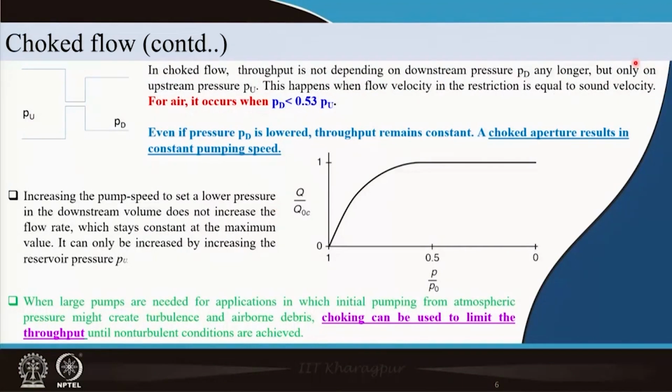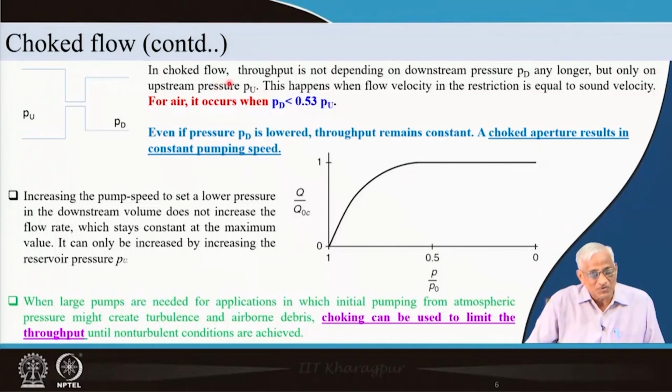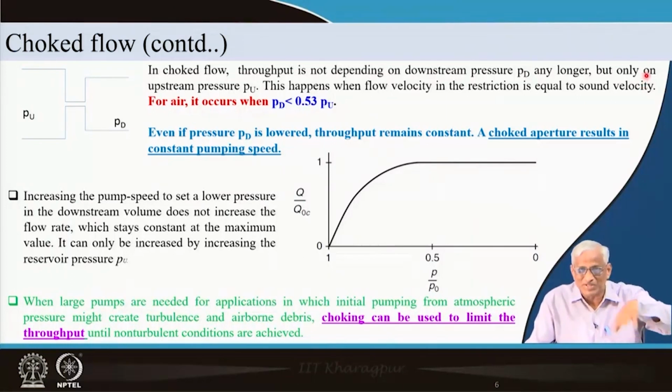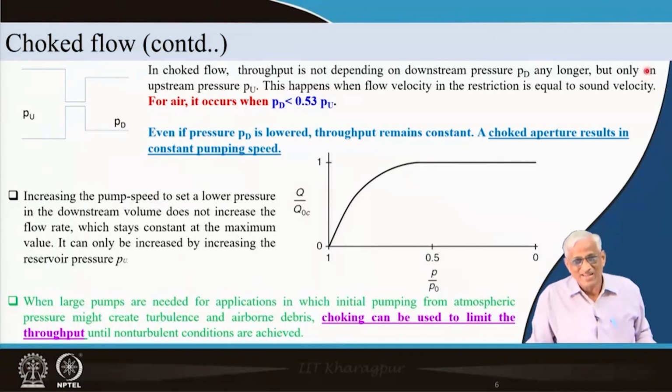So, as I have already explained, when the discharge pressure is 0.5 times the upper side pressure, we enter into choked flow. This has been explained already. So, please go through this English. This happens when the flow velocity in the restriction is equal to sound velocity, because that is where Mach number 1 is crossed. These are all interrelated: compressibility, sound velocity, restrictions and choked flow, and turbulence in a way.